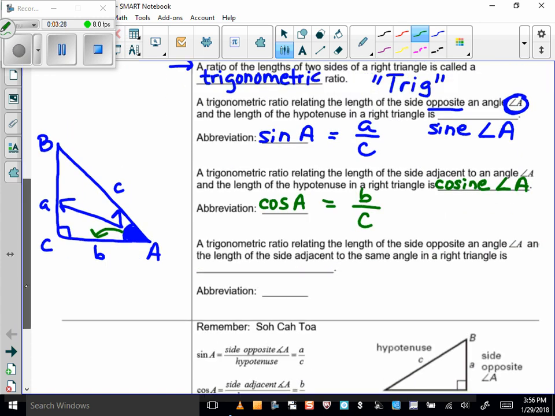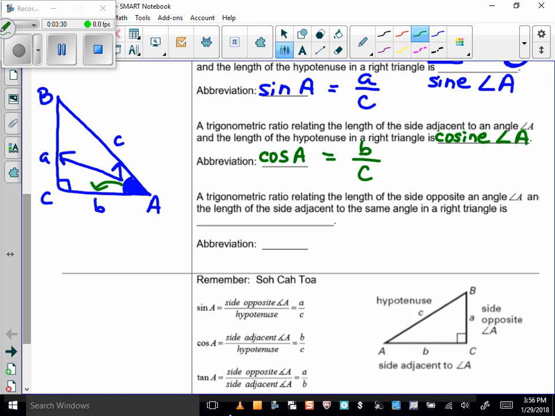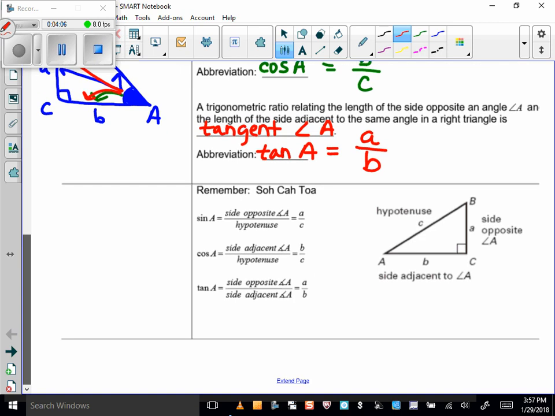Okay, and then we've got one more, the trig ratio that relates the length of the side opposite angle A and the side adjacent is known as the tangent. The tangent of angle A, and we like to abbreviate that tan A. In our picture here, the side opposite would be A, and the side adjacent would be B. And that follows with the little picture I had down below. I just drew it above so we didn't have to keep scrolling up and down.